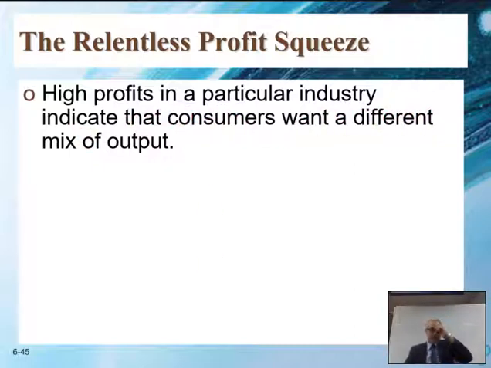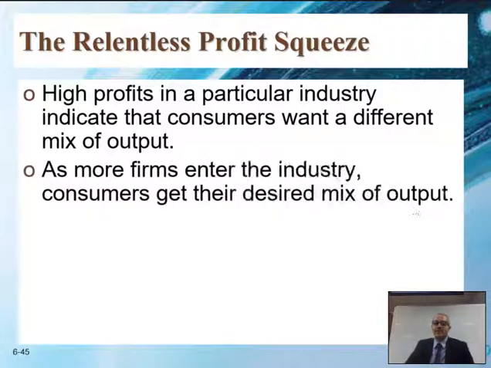High profits in a particular industry will indicate that consumers want a different mix of outputs. Now here, what this means is, if there is a big profit, let's say there's a big profit in mangoes, what does that tell us? It tells us that people want more mangoes. You see, there's big profit in qat. It tells us that people want more qat. You see, so these prices, they do a lot of magic things about the market, of what's going on, who enters, who exits. More firms enter the business.